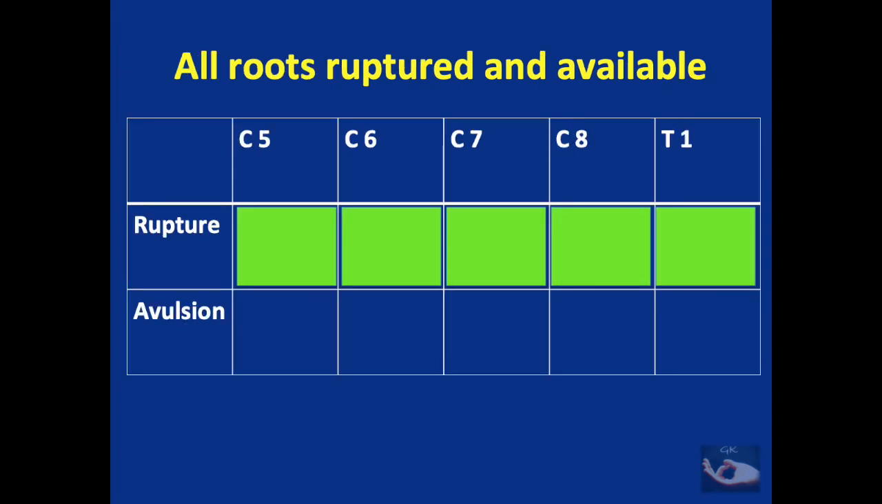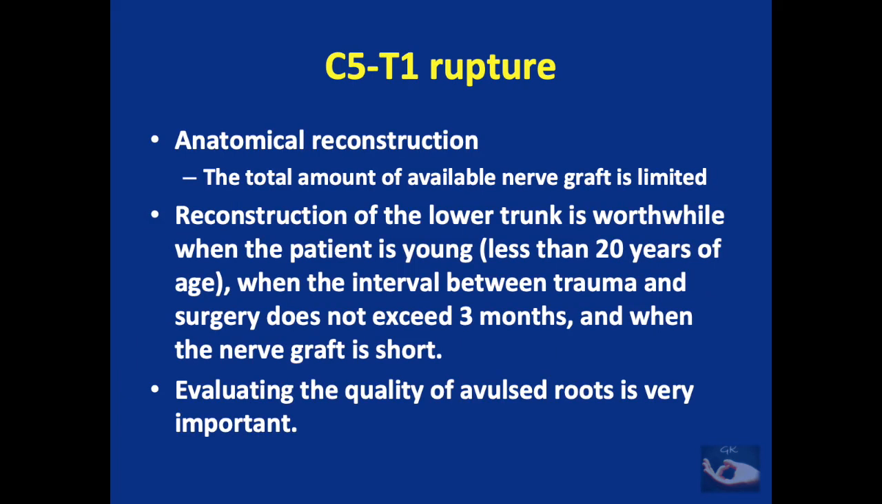Now we consider a rare situation when all the roots are ruptured and all of them are available. Here, anatomical reconstruction can be done. But we must remember that reconstruction of the lower trunk is worthwhile only when the patient is young, when the interval between the trauma and surgery does not exceed 3 months, and when the nerve graft required is short.